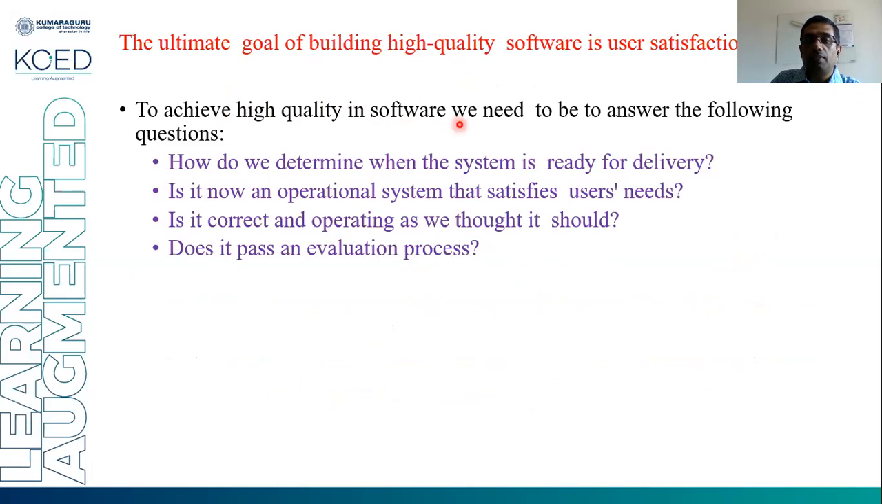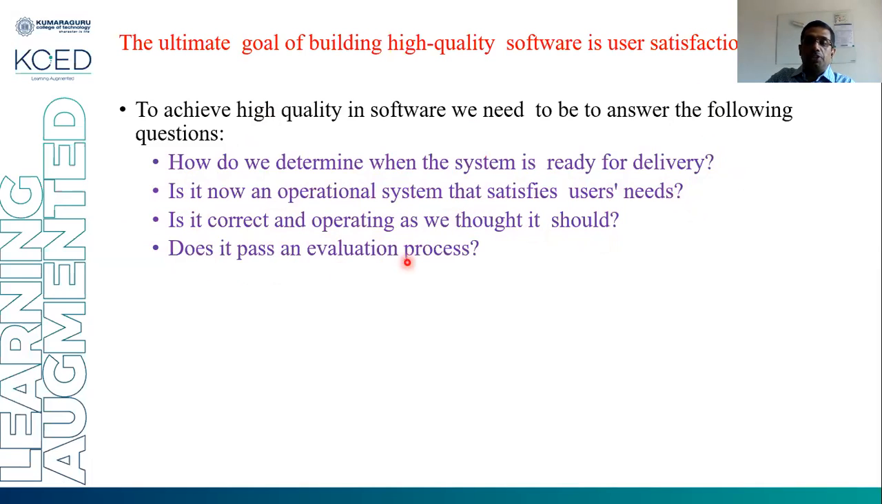To achieve high quality software, we need to answer the following questions. Once the system is ready, you have to answer them. First, how do we determine whether the system is ready for delivery? How are you deciding the system is ready for delivery? Second, is it an operational system that satisfies the user's needs? Third, is it correct and operating as it should, as intended?